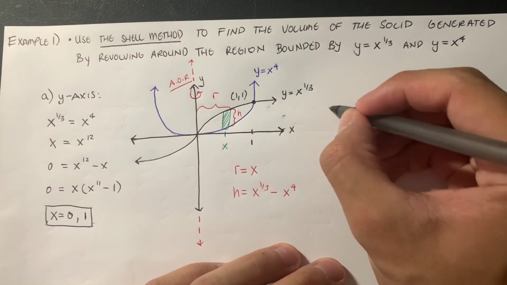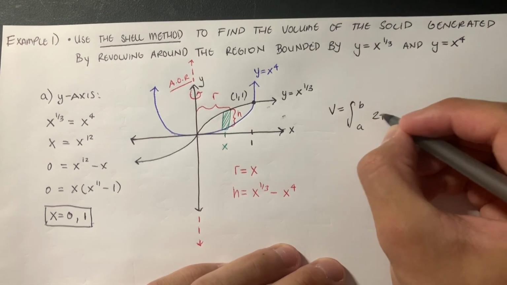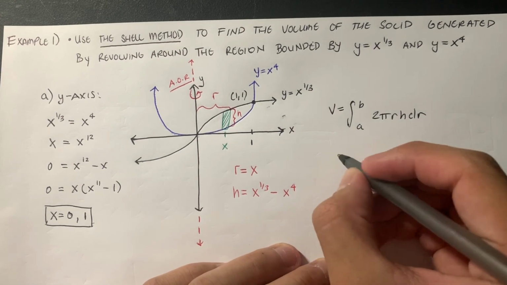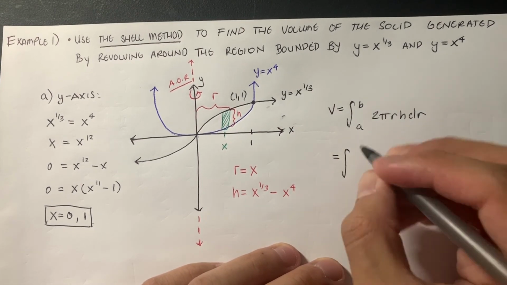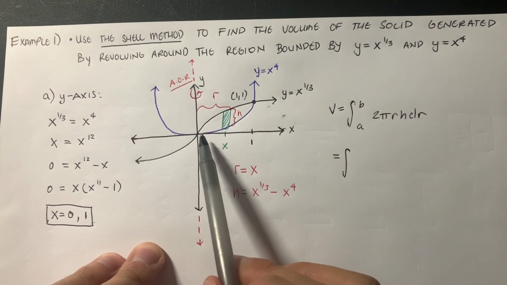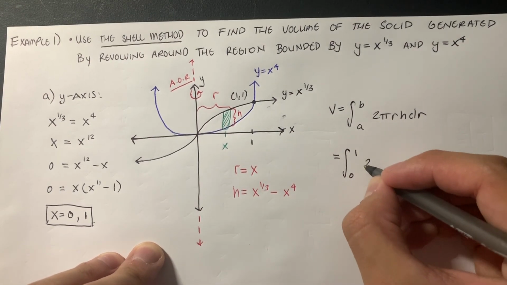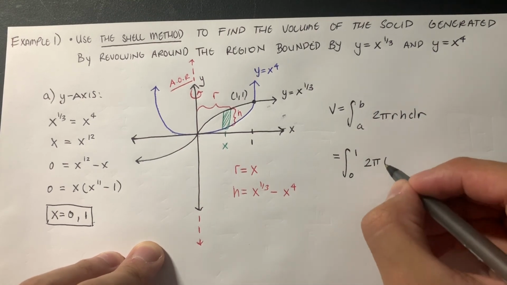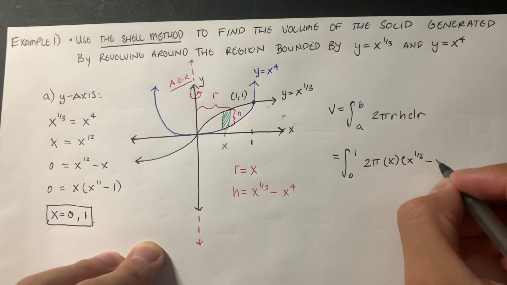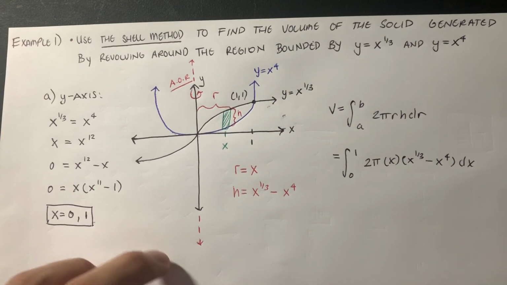Just so you remember, volume equals the integral from b to a of 2 pi r h dr. And then we're going to plug those numbers in. Our bounds are from b to a, and since everything is in terms of x, it'll be from 0 to 1. This becomes 2 pi, and then our r, which is just x, and then our h, which is x to the 1/3 minus x to the 4th, dx.